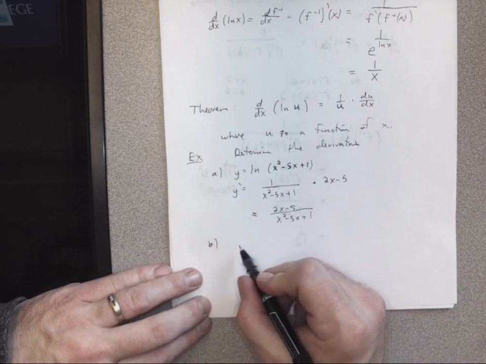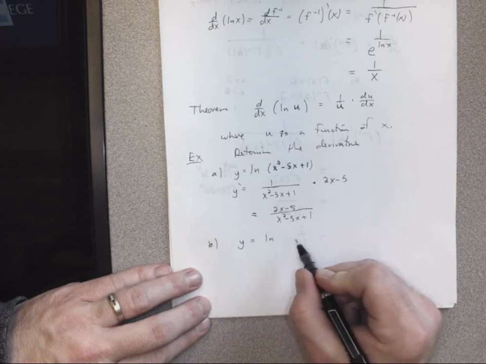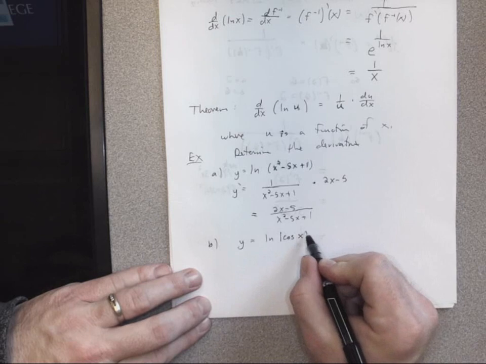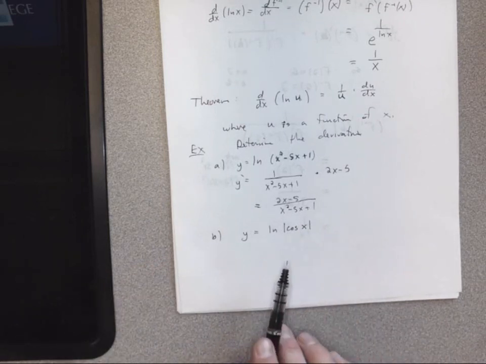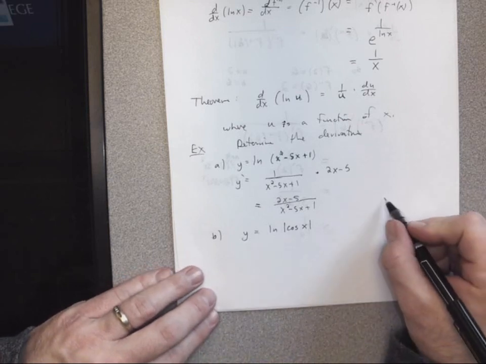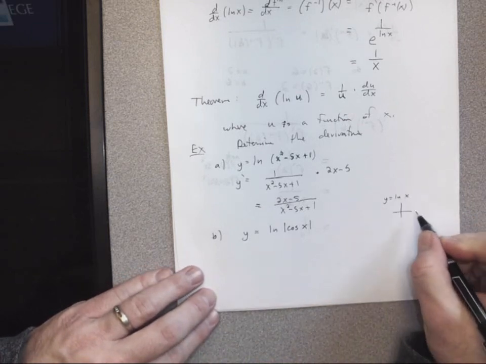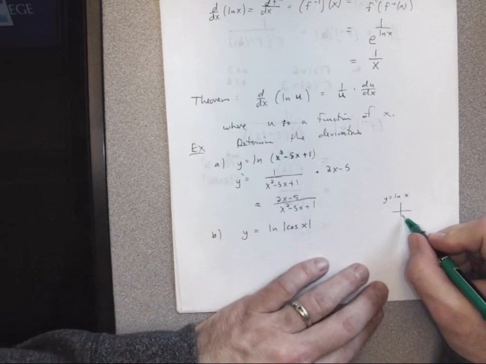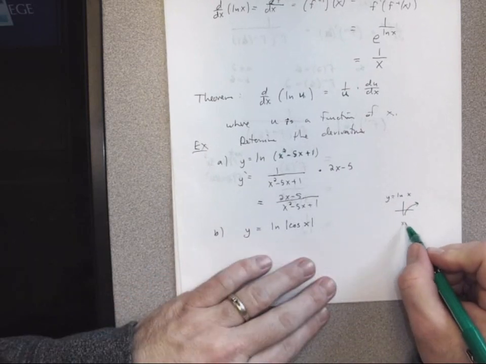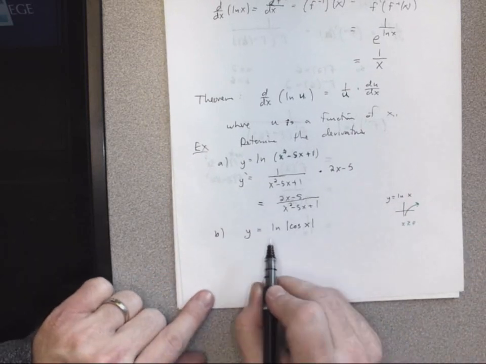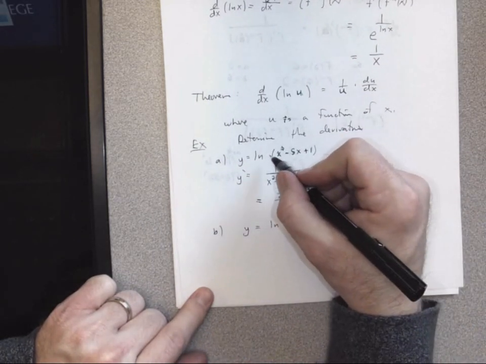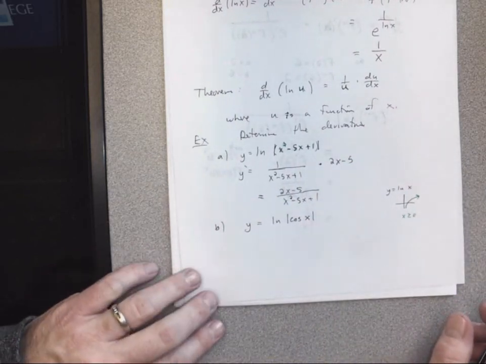B, what if y is equal to the natural log of the absolute value of the cosine of x? We have to do absolute value because natural logs are not defined for negative numbers. The domain of a natural log is 0 to infinity. So if I have y equal to the natural log of x, if you look at its graph, it looks like this. So we know that the domain has to be x greater than 0. The reason why you'll always see absolute values in here, and it really should be in here as well, is because it's not defined for negatives.